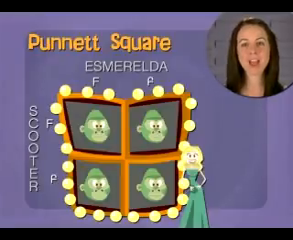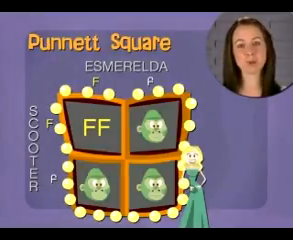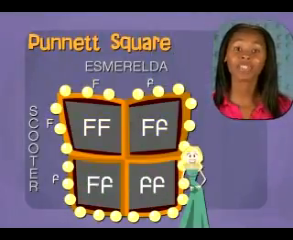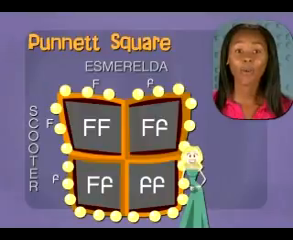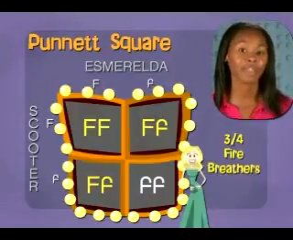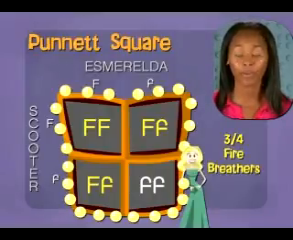Now we just fill in what happens if this sperm fertilizes this egg, and if this sperm fertilizes this egg. This Punnett square depicts the chance of each of these four outcomes. Since the homozygous dominant and heterozygous genotypes are all phenotypically fire breathers, there are 3 out of 4 possible offspring that will be fire breathers.